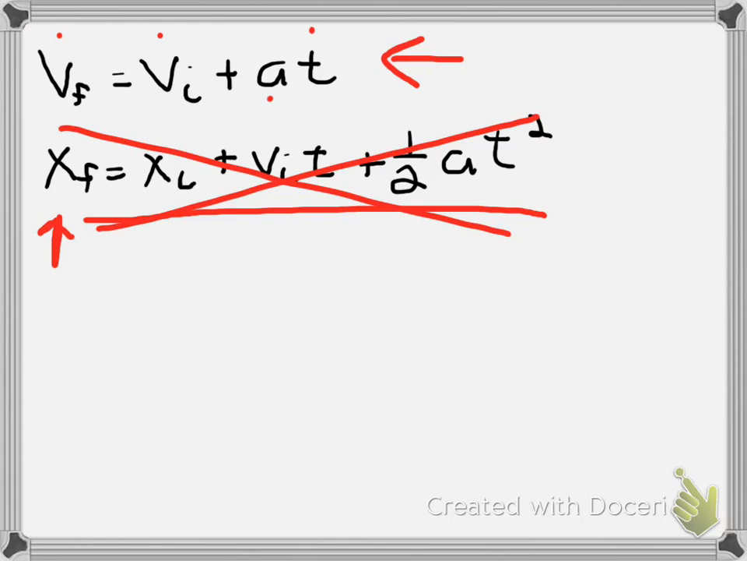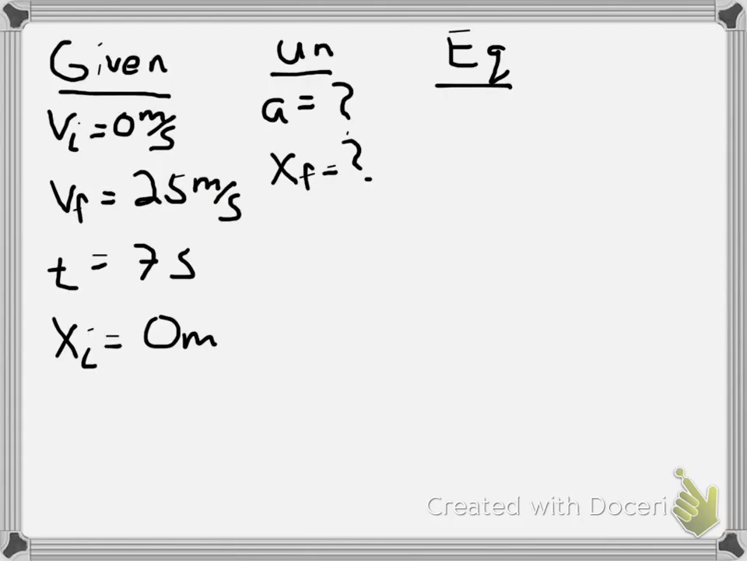I think we're going to go with this equation, the first one: the final velocity equals the initial velocity plus the acceleration times the time. So I'll go back over here, and now I'm just going to rewrite that equation in my equation column. Final velocity equals initial velocity plus acceleration times time.